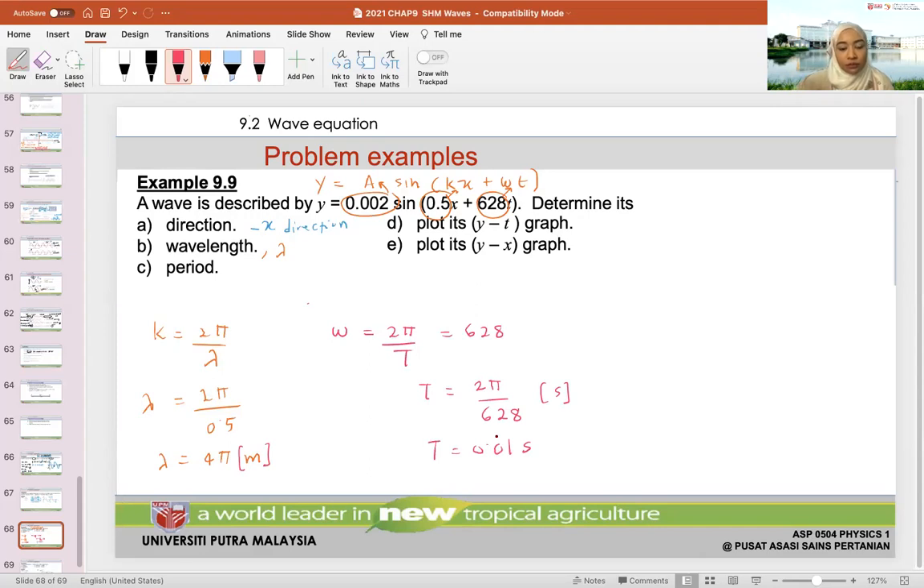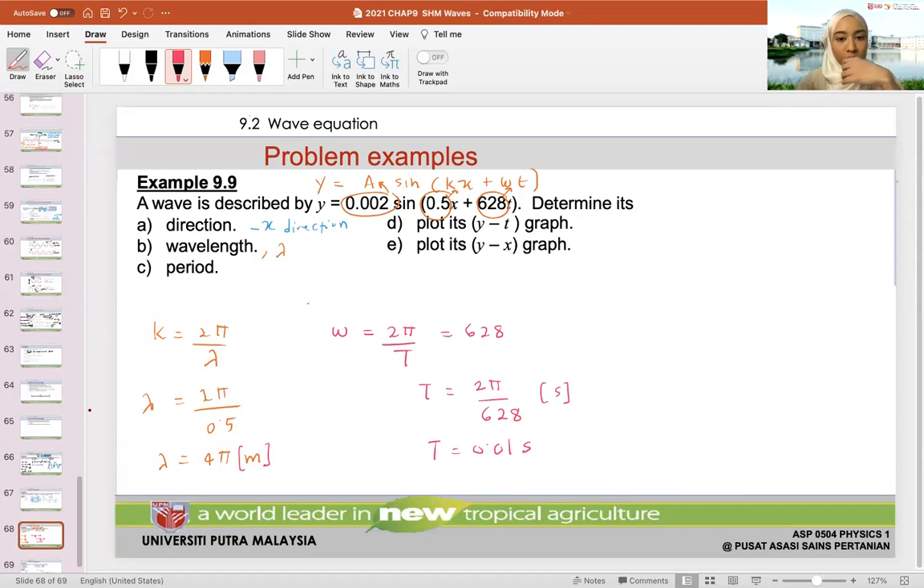So your wave takes 0.01 second to complete one cycle, and the distance of one cycle is 4 pi meter. Even though pi looks like radian, it is in meter. Pi is just a number, 3.142 and so on, times 4. That is your value.